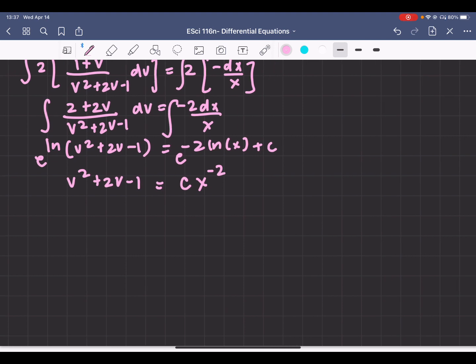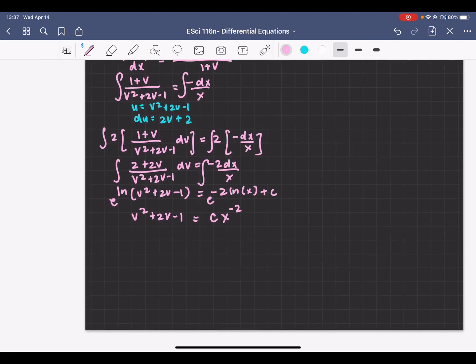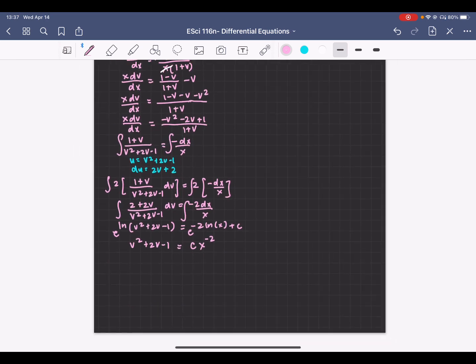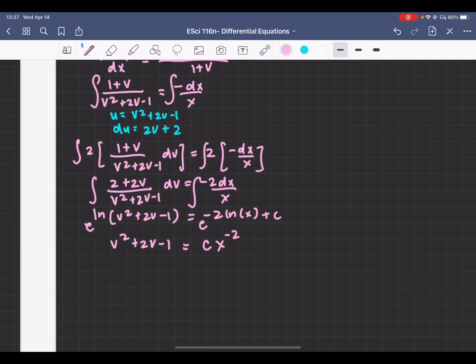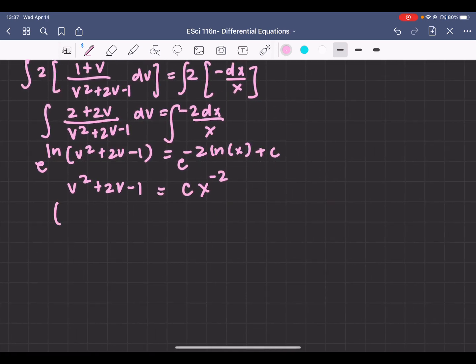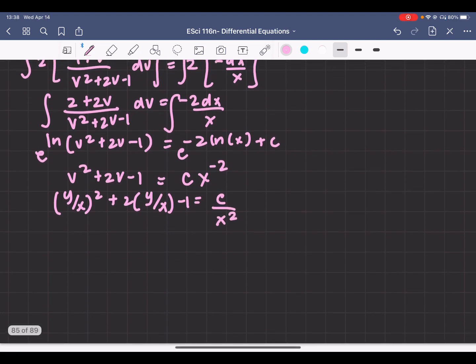So now we can substitute back our values for our v. So our v is y over x, so (y over x) squared plus 2 times y over x minus 1 is equal to c over x squared. Now multiplying the x squared to the left side, what we have left is y squared plus 2yx minus 1 is equal to c.